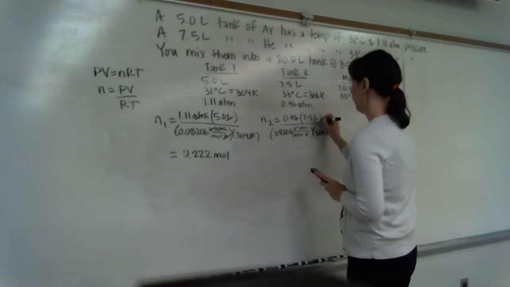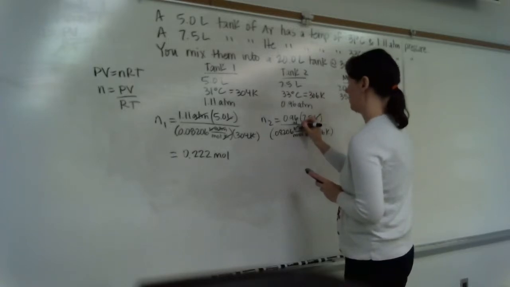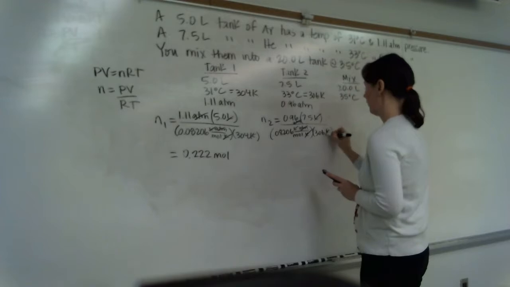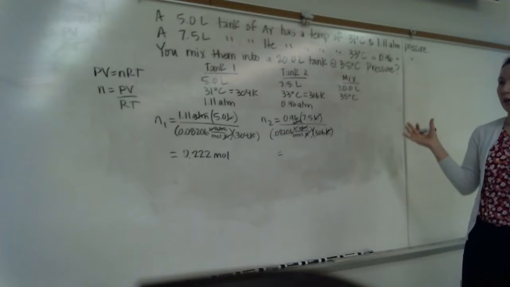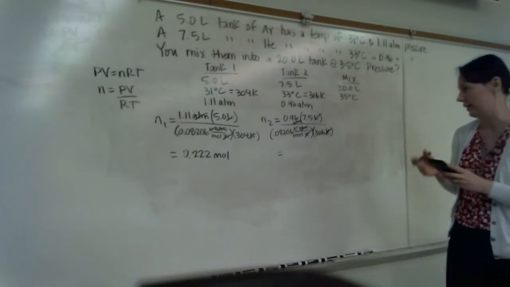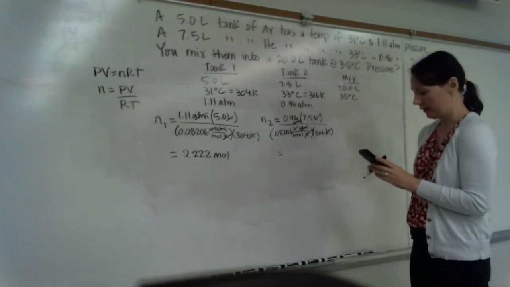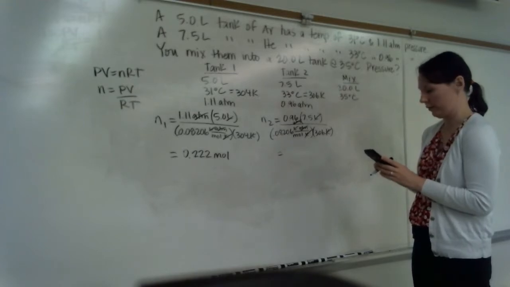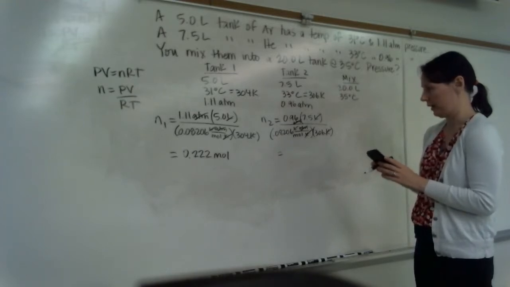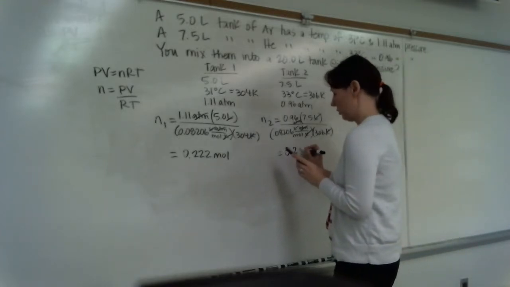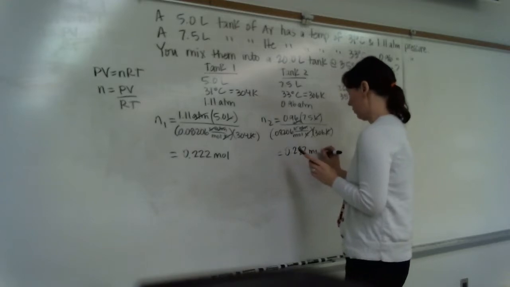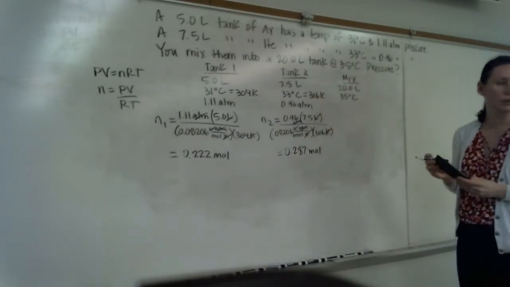Again, liters cancels. Oops, I forgot my atmospheres. Atmospheres cancels. Kelvins cancel. I like to put my units in just kind of as a self-check, right? Because if all the units go away that you don't want, then you know you've got it set up at least correctly. 0.96 times 7.5 divided by 0.08206 times 306. I got 0.287 moles. Did you? All right.